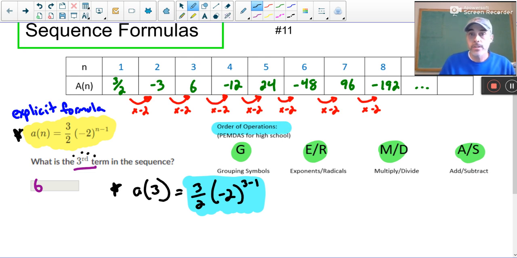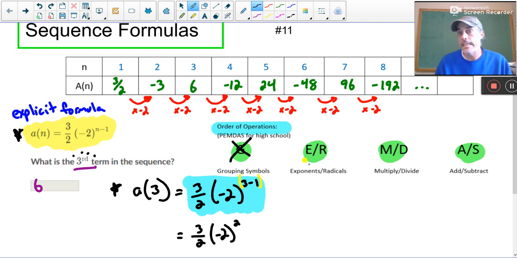And I'm going to just understand that one of the grouping symbols I have to know exists in the world of algebra is in these exponents. So according to order of operations, the very first thing I should do is I should work on what's inside the grouping symbols. 3 minus 1 is easy. That's just 2. So now I am left with this information. As I think about order of operations once again, I just tackled my grouping symbols. Now I'm moving on to exponents and radicals, the E in PEMDAS or the E in GERMDAS.